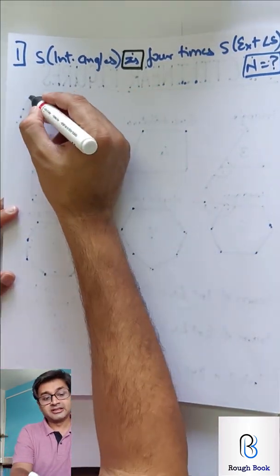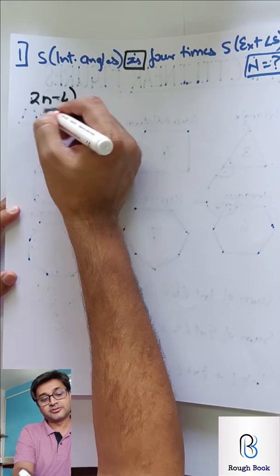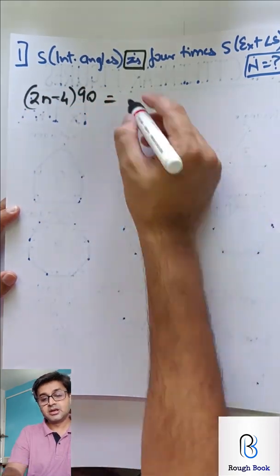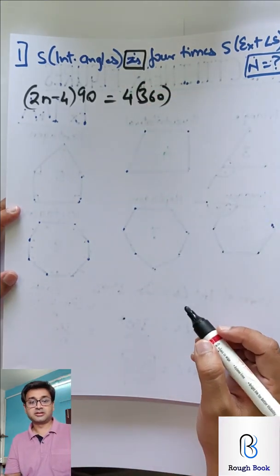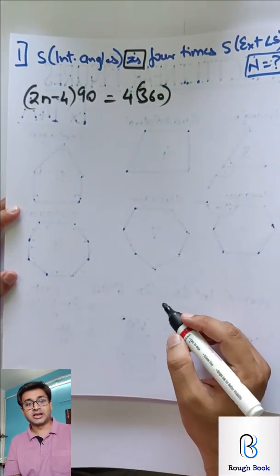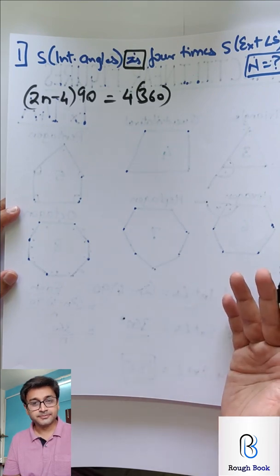Sum of interior angles, so interior angles is (2n minus 4) into 90, is 4 times the sum of exterior angles. The exterior angle sum is always 360. Solve, and you will be able to calculate the value of n. Isn't it very simple?